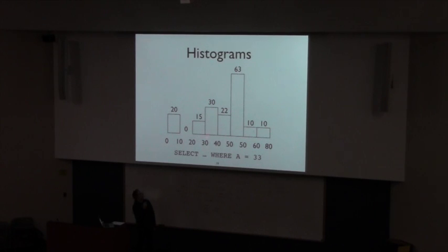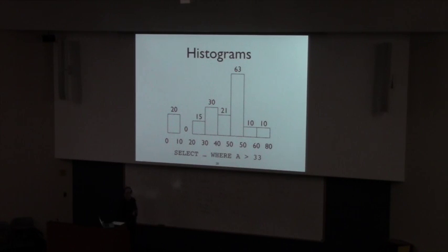30 tells me the number of people between 30 and 40 that have that A value. So how many people would have a specific value between 30 and 40? Three. Okay, so approximate. So I can make a uniform distribution assumption between 30 and 40. There are 10 different values there. So of the 30 values, I can estimate that 3 will have an A of 33.